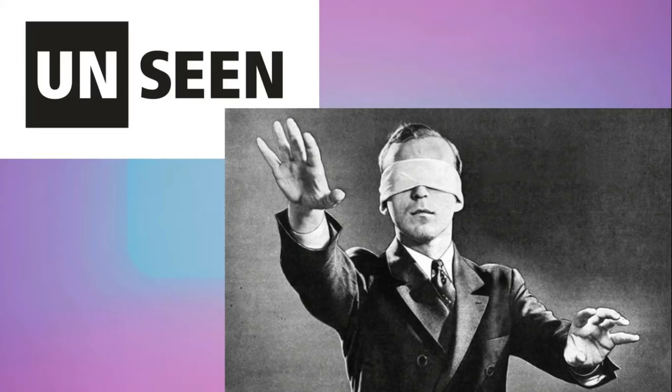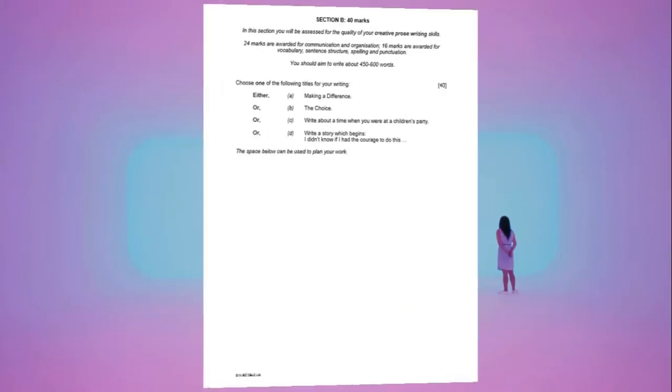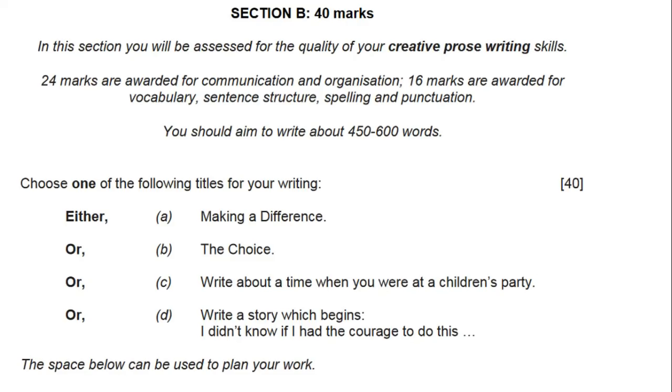So first of all, just a few things to go over. Remember, the story you will get will be an unseen title, meaning you won't know what to write on. So you'll get a piece of paper like this. On the AQA board, you might get a picture. But for the EDUQAS, you get four titles if we zoom in. And they're four random things.